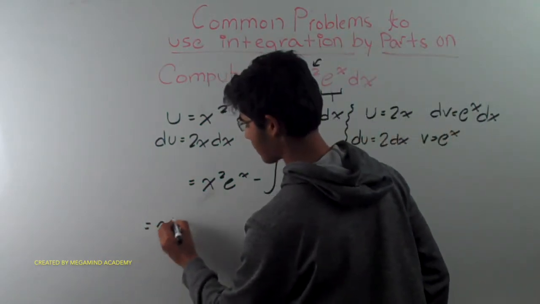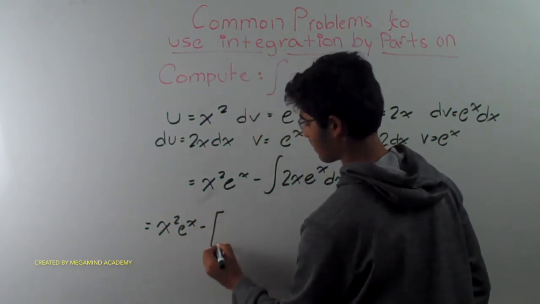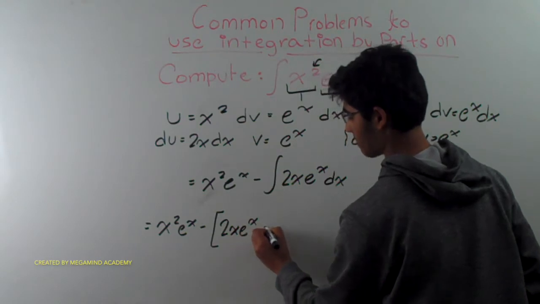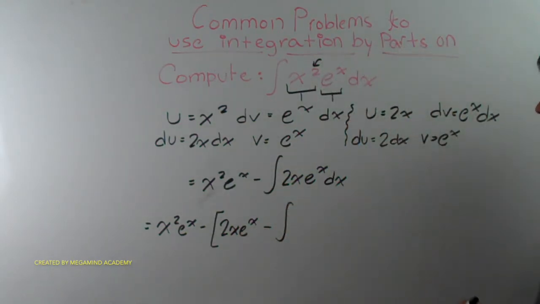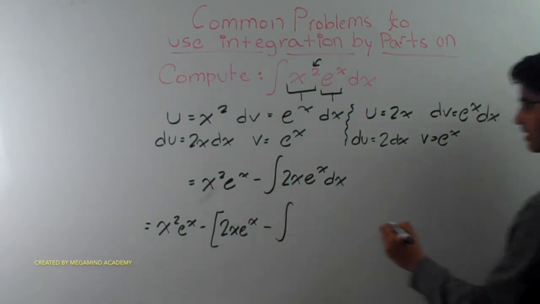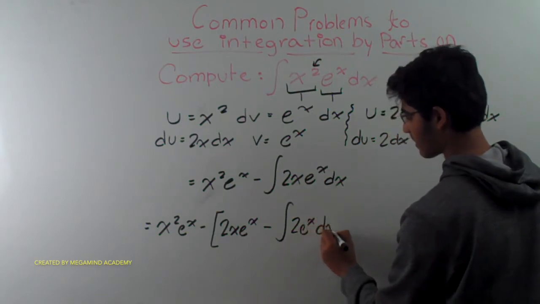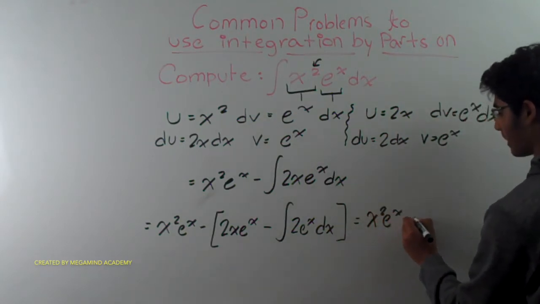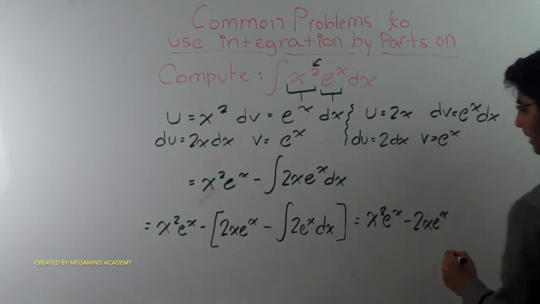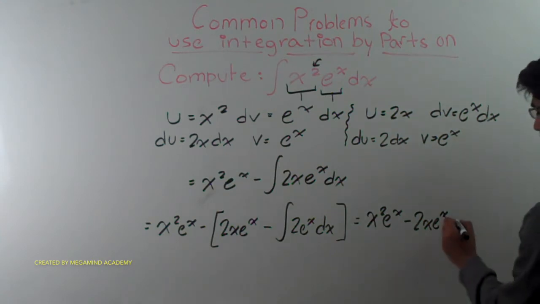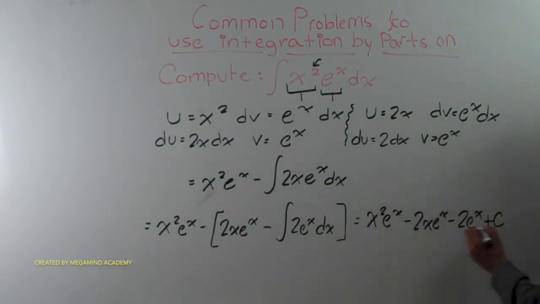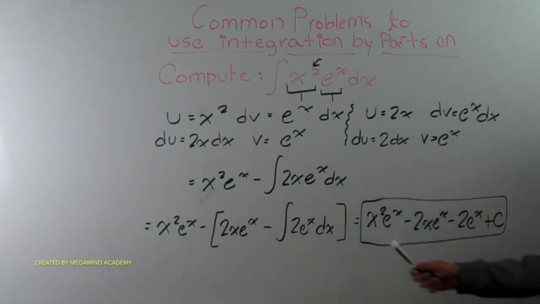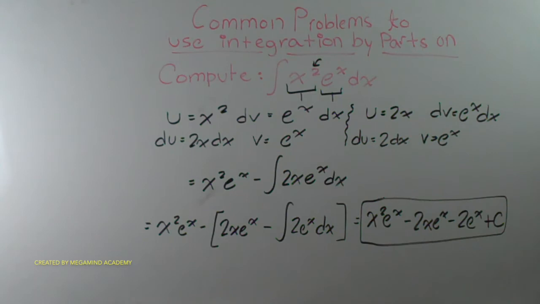This would be equal to x squared e to the x minus uv, or 2x times e to the x, minus the integral of v du, which is 2 e to the x dx, which is equal to x squared e to the x minus 2x e to the x minus the integral of 2 e to the x dx, which is just 2 e to the x plus c. So the answer to this problem is x squared times e to the x minus 2x e to the x minus 2 e to the x plus c.